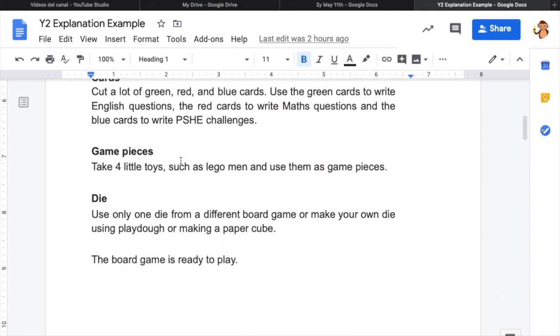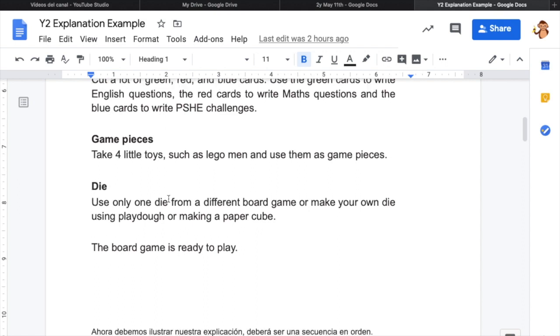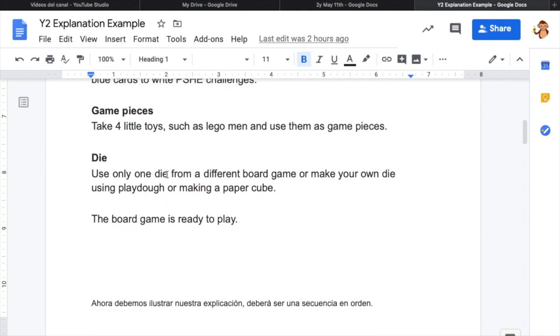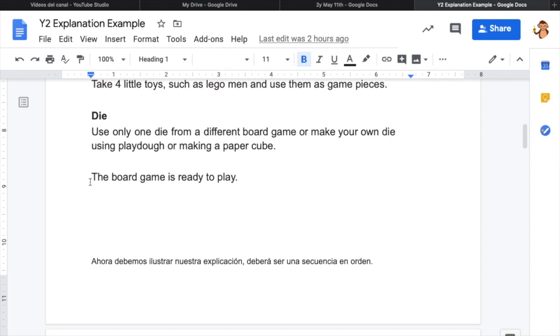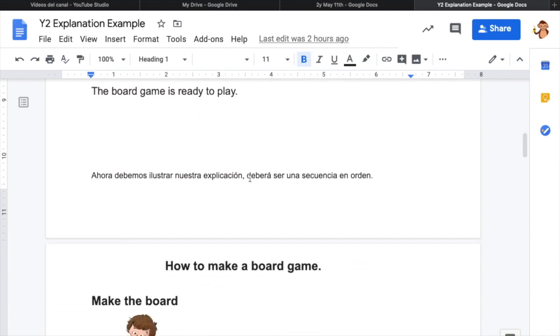Then, game pieces. Take 4 little toys such as Lego men and use them as game pieces. Then, die. Use only one die from a different board game or make your own die using Play-Doh or making a paper cube. We're gonna use just one, guys. One die, not 2 dice. And then the board game is ready to play.